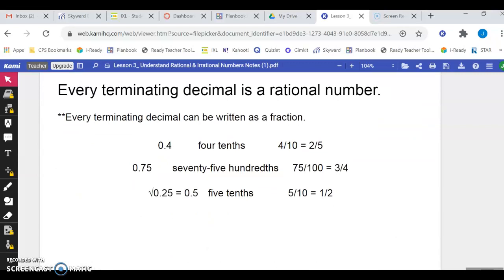Every terminating decimal is a rational number, which means it can be written as a fraction. So if I gave you 0.4, that's really 4/10, and that reduces to 2/5. 0.75 would be 75/100, which simplifies down to 3/4. And then the square root of 25/100 would be 0.5, which is 5/10, and that reduces to 1/2. So if it's something that fits over into the rational category, we can always write it as a fraction.